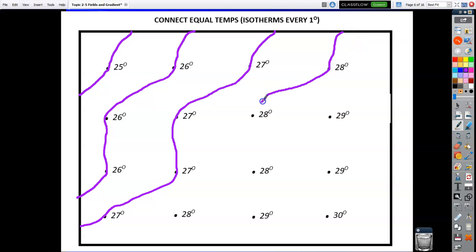1, 2, 3, 4. Now, where could you go? Left or down? Either way, doesn't matter. I could end it down here. I could have gone over this way, as long as I touch the edge.